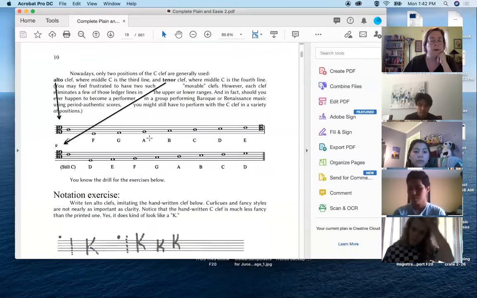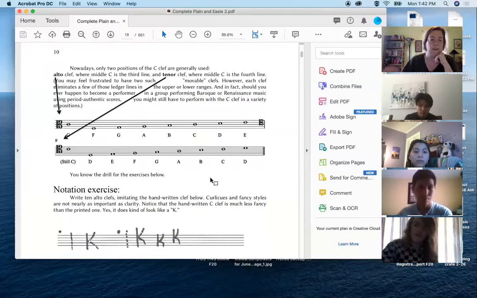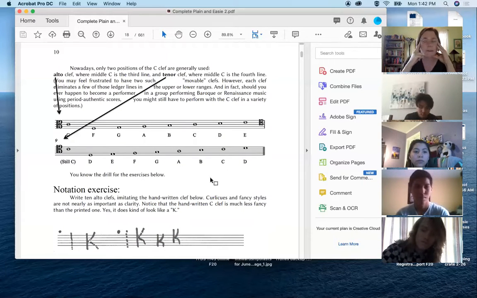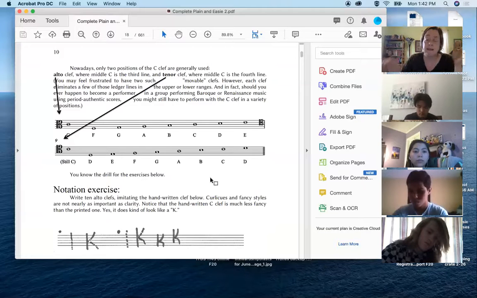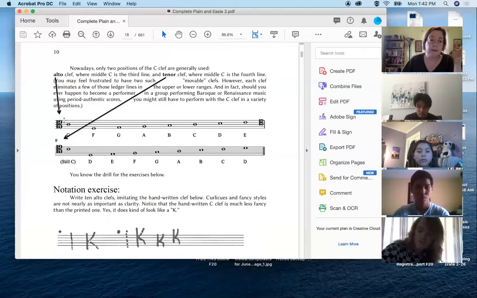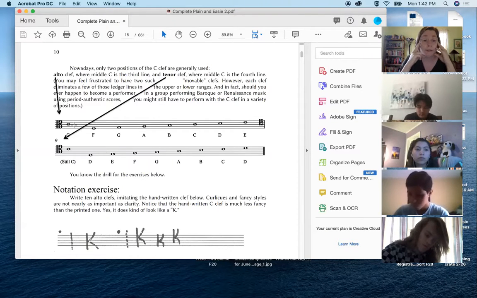So let me see if I can go down here. Okay, so I'm going to go on to page 10 at the top here and just show you a little bit less confusingly how this works. In the modern day, we have really 2 positions of the C clef that are used commonly. The alto clef, which is the first one here, and that's where the center point of the clef is on the 3rd line, and that is middle C, that 3rd line. And that is used by violas. That's their favorite main clef.